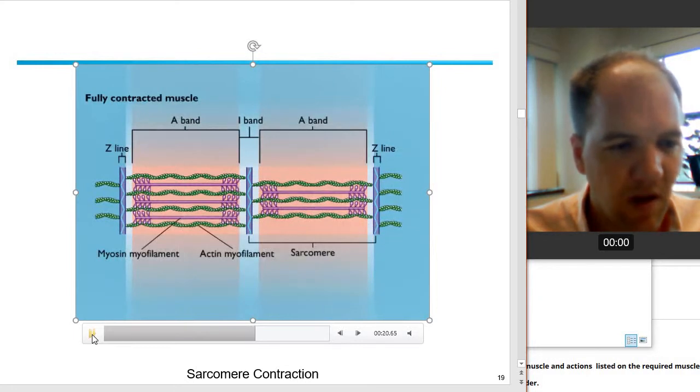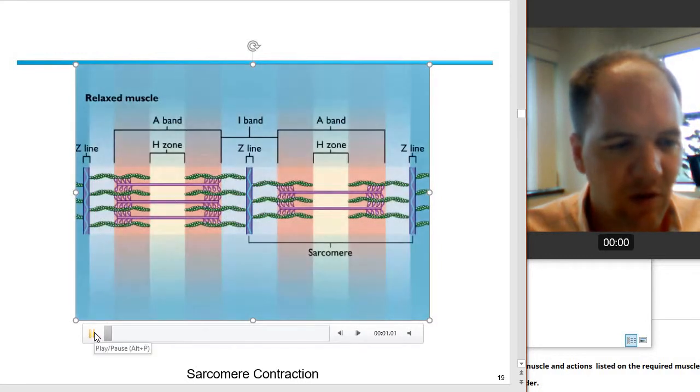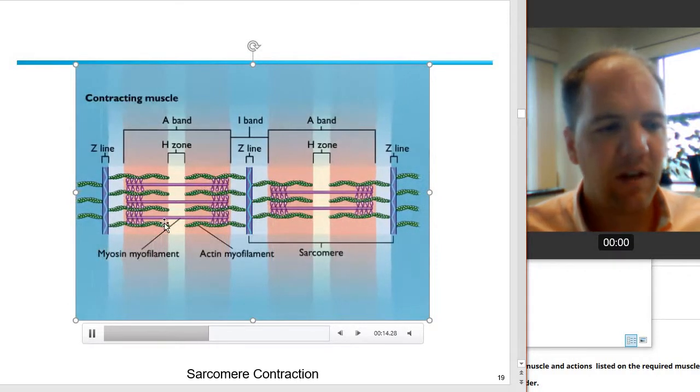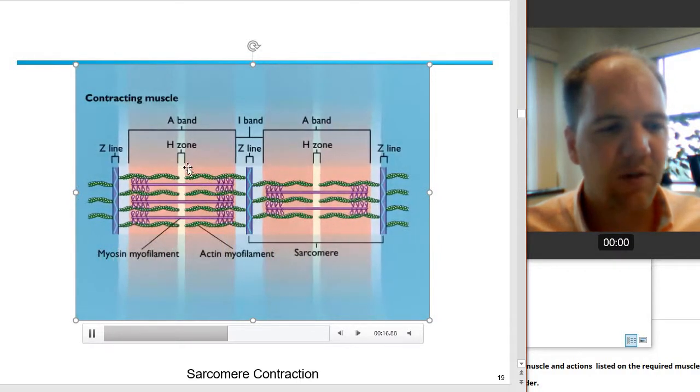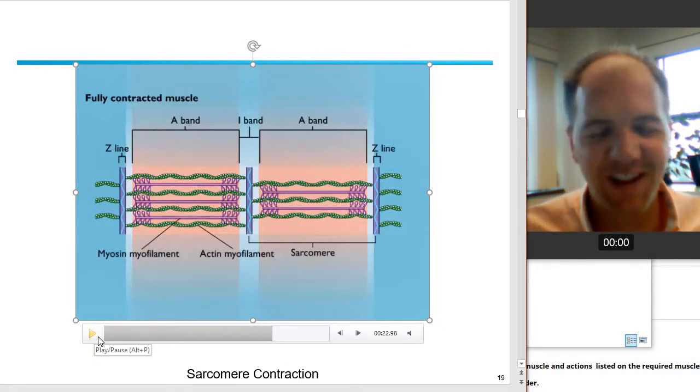Alright, and then our muscle will relax, and it'll go back to its former position that we saw at the very beginning here. So this is a relaxed muscle, and then what happens once again: the myosin attaches to the actin, and through almost like a rowing motion, it pulls the actin filaments closer together, and the spaces disappear, and we now have a muscle contraction. Does that make sense? Hopefully that all makes sense.